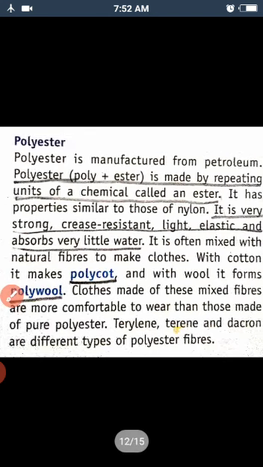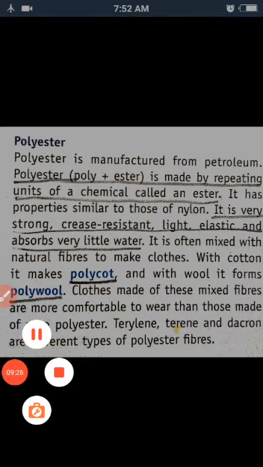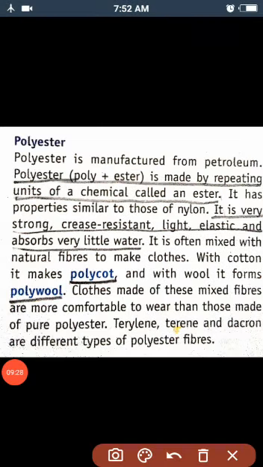Next, you see polyester. Polyester is manufactured from petroleum. Poly plus ester: it is made up of repeating units of a chemical called ester. It has properties similar to those of nylon. It is very strong, crush resistant, light, elastic, and absorbs very little water. It is often mixed with natural fiber to make cloth.